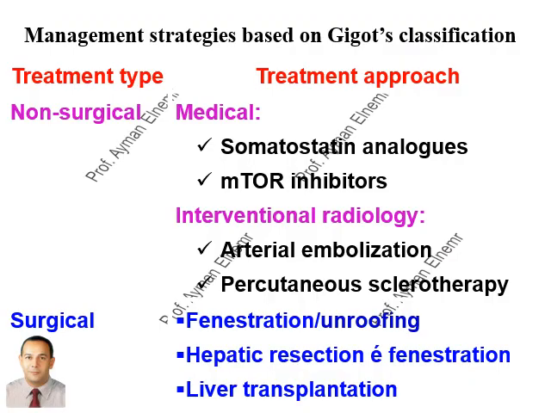The management strategies based on Gigot classification are the non-surgical approach and the surgical approach. The non-surgical approach includes medical treatment and interventional radiology. In the medical treatment, somatostatin analogs and mammalian target of rapamycin inhibitors are used.